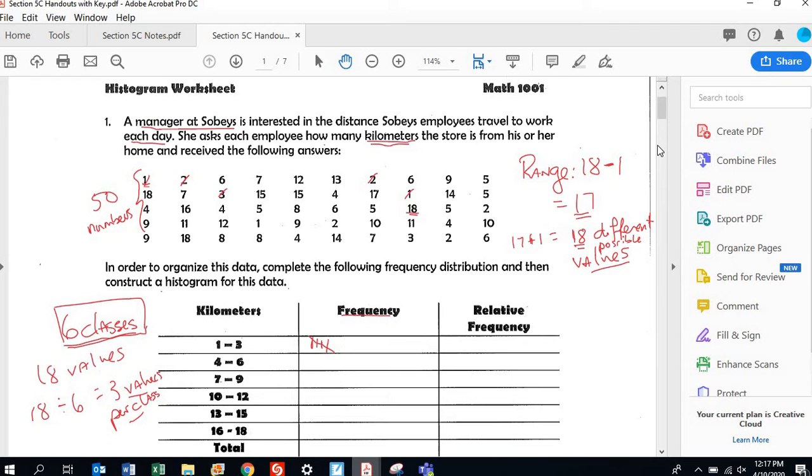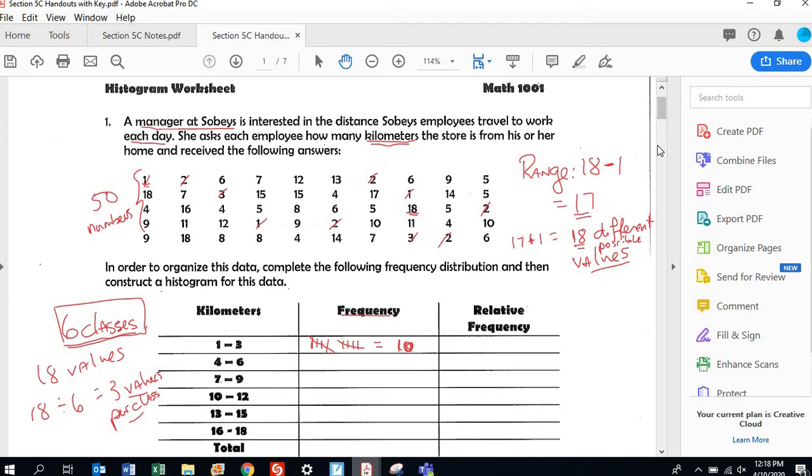I'm looking for numbers 1 through 3. Here's one more. Numbers 1 through 3. Here's a 1. Here's a 2. There's 2 more. And then in the last row, I get a 3 and a 2. So my frequency is a total of 10 numbers in that range 1 through 3. Okay? I'm going to do it the same way for all of these.